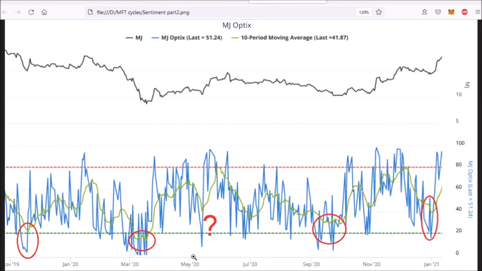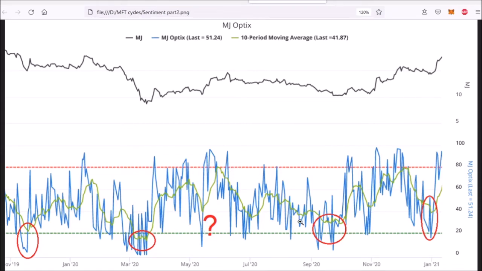This red question mark in May 2020, the 10-day moving average came close to that 40 but didn't break below that. So do we count that or not? The actual optimism index, which is quite volatile, did come down below 20, so perhaps you could count that as well. But the moves in the optimism index itself were quite quick. You see, the recovery was really fast. So you'd have to watch the market like a hawk trying to catch that cycle low. That would have been quite tricky.